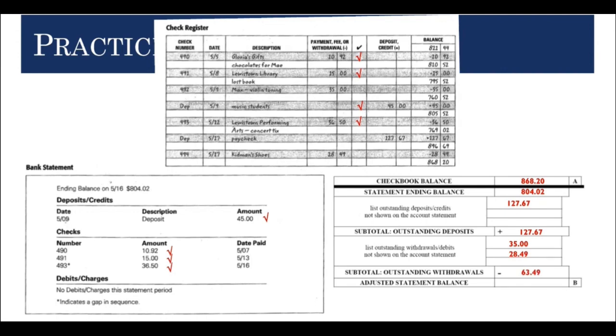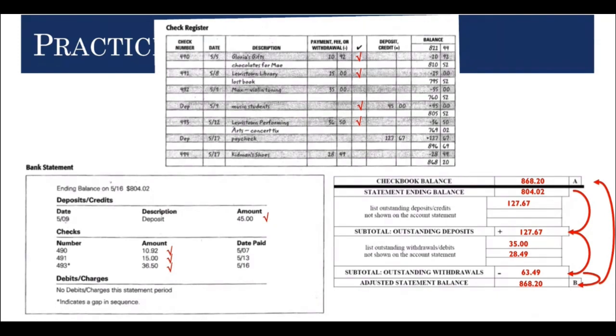Now, everything below this thick black line here, I'm going to do to try to make it match the number that's above the line. So I'm going to take 804.02 and add the 127.67 and then subtract the 63.49 and put that into line B. So 804.02 plus 127.67 minus 63.49 is 868.20. Now I compare that with line A. Do they match? They do. Hooray! I've reconciled. If they didn't match, I would need to go back and try it again.